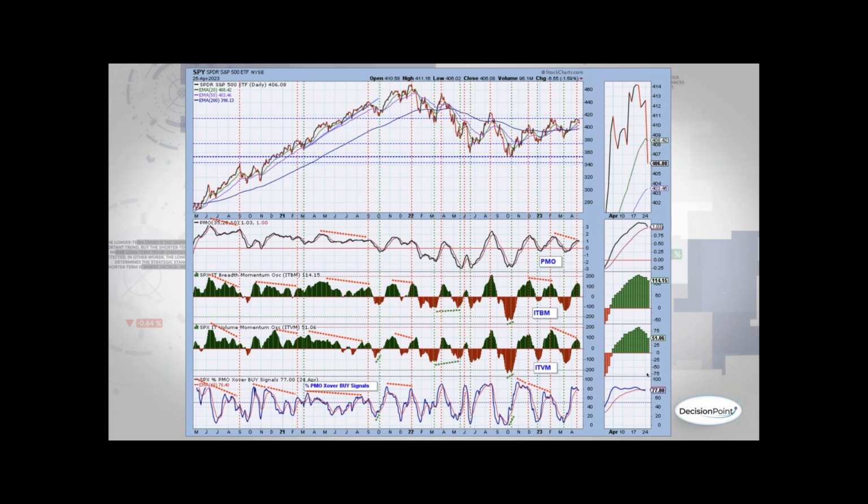And while we do have 3/4 of the S&P with a buy signal on their momentum, a lot of them probably look exactly like the S&P, where the PMO is churning, and we're going to start losing even more of those buy signals.